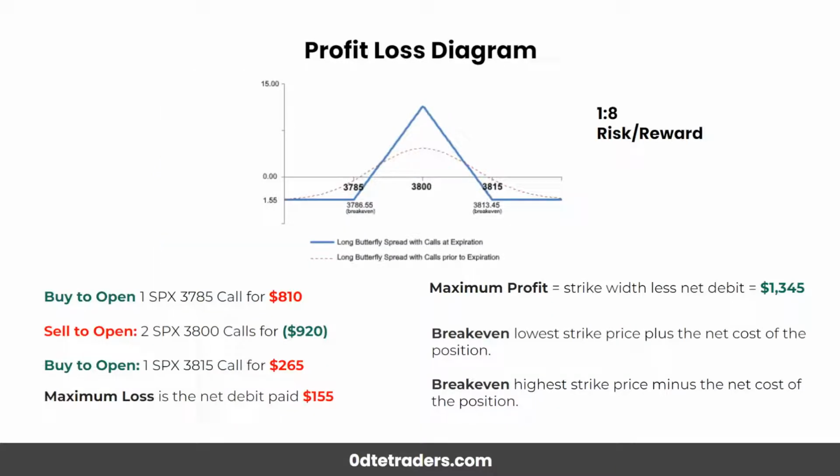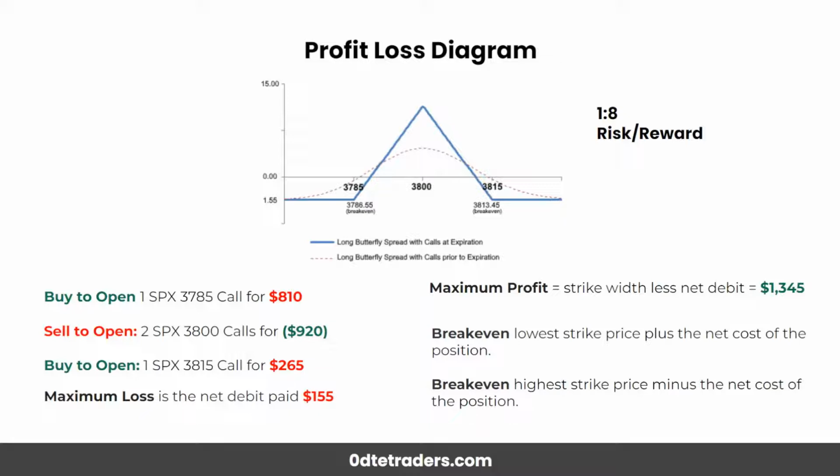To break down the strategy further, we're going to buy to open 1 SPX 3785 call for $810, sell to open 2 SPX 3,800 calls and receive $920, and buy to open 1 SPX 3815 call for $265. The maximum loss is the net debit paid, in this case $155.